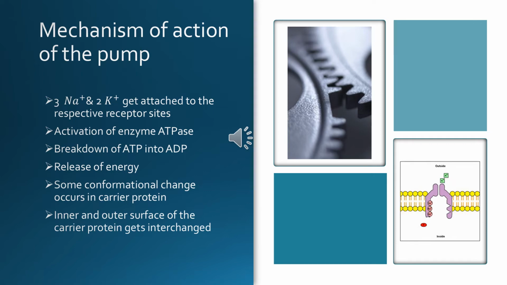So what happens? The sodium ions will be released into the extracellular fluid and the potassium ions will be released into the intracellular fluid. So the sodium ions from inside the cell are now transported across the membrane outside the cell, and the potassium ions from outside the cell are now transported into the cell. This is how the transport of sodium ions and potassium ions happens with the help of the sodium potassium pump.